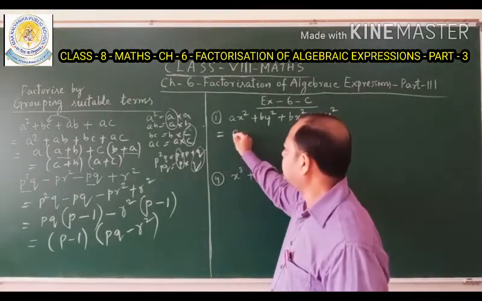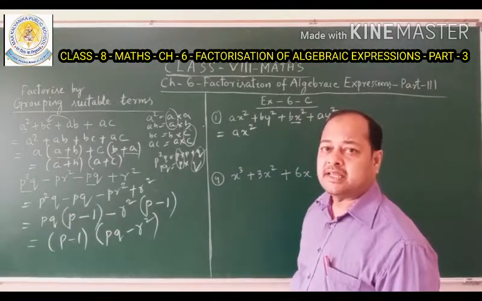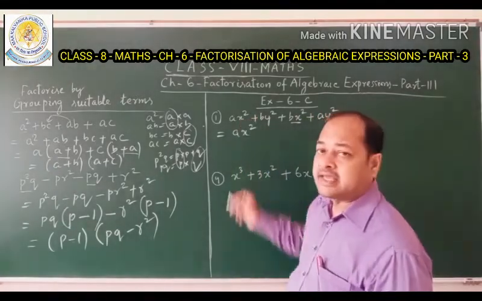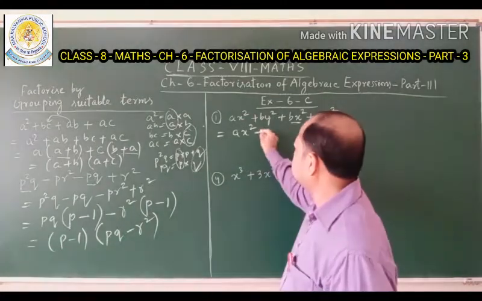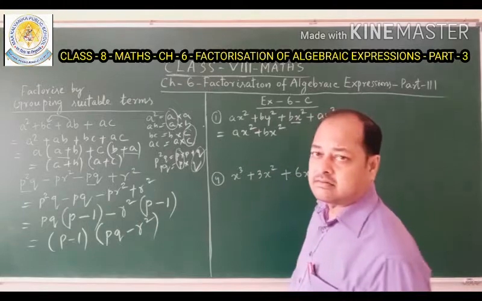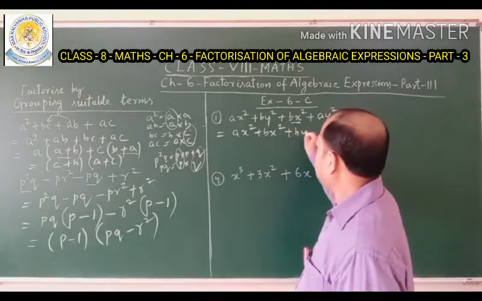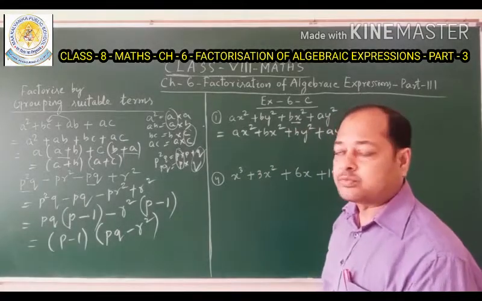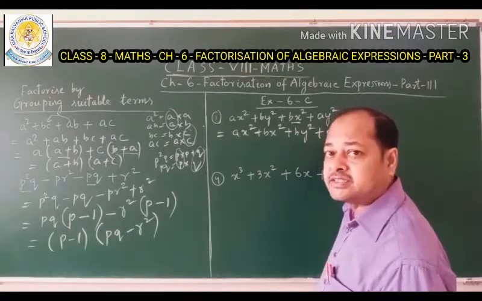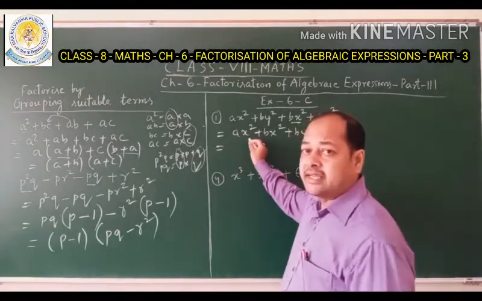So how to rearrange? Ax square and bx square can be rearranged because we see here x square is common in both. So ax square plus bx square is one group now. Now plus by square plus ay square is one group, because we see that y square is common in both the terms. So we can take common now.